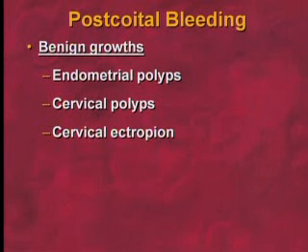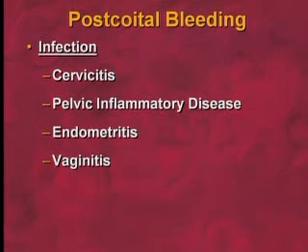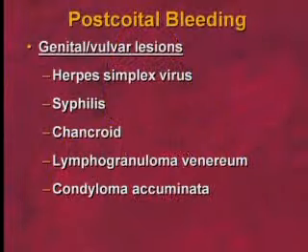Postcoital bleeding can be a result of benign growths like endometrial polyps or even cervical polyps or cervical ectropion. It can be due to infection like cervicitis or endometritis or vaginitis. And Dr. Nasa is going to be talking about some of these in just a minute. It can be due to some genital or vulvar lesions like herpes or even condyloma.